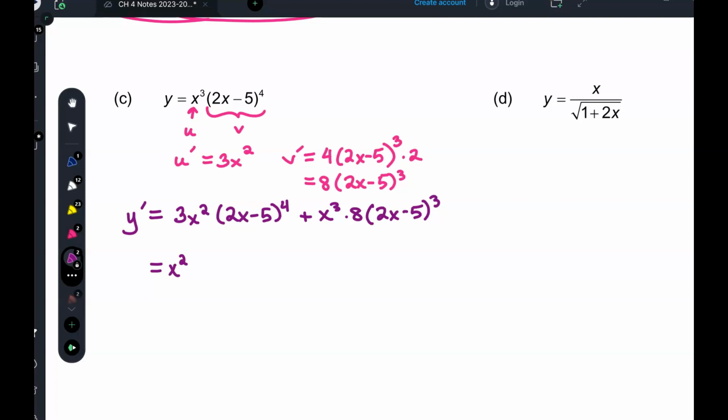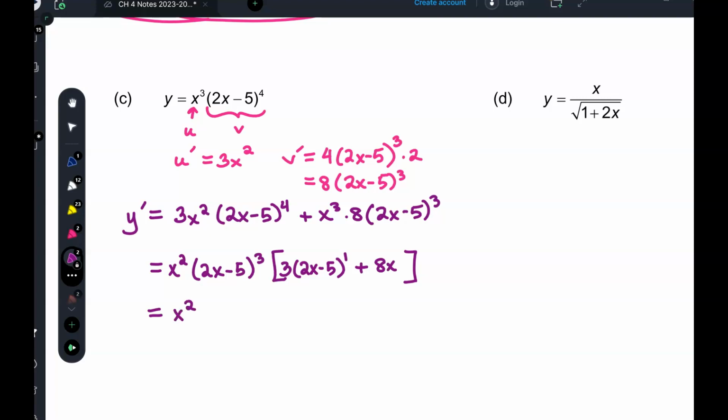And I have a 2x minus 5 to the fourth and a 2x minus 5 to the third. So we'll take the 2x minus 5 to the third. Then let's see what we are left over with. If I take out x squared, I'll be left with 3 times a 2x minus 5 to the first power, plus 8x.